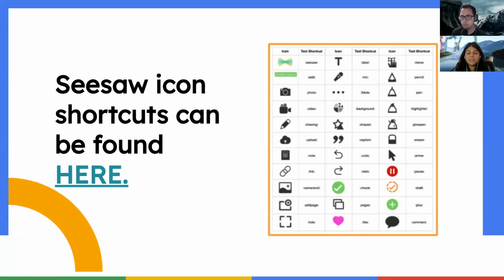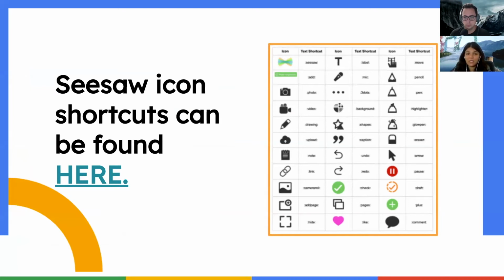There's a lot of different icons that Seesaw uses. When you hover over the icon, it'll also say what it is. But if you just wanted a nice shortcut list, if you click the link where it says just like here, it'll take you to a page where it explains all of the shortcuts.